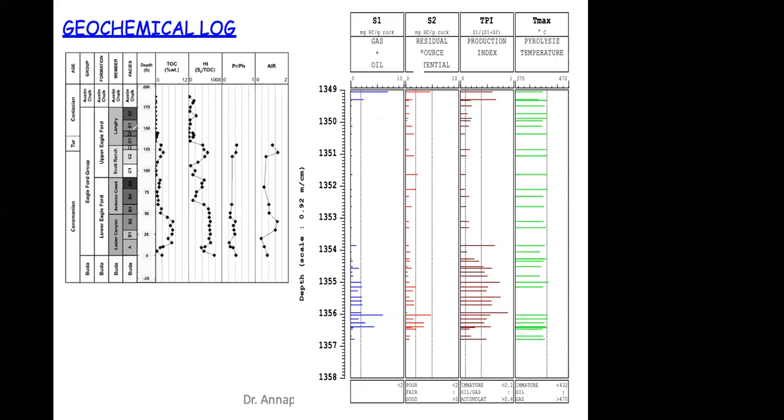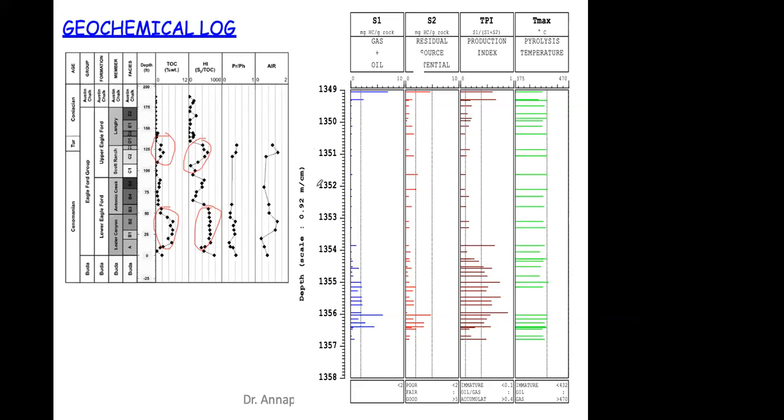The first example is from the Eagle Ford Shale. This is the geochemical TOC log for Eagle Ford Shale, then the hydrogen index log, then the pristane phytane ratio log. Here you can see the zones. These are the zones with high TOC. Then here there is high hydrogen index, but high hydrogen index indicates the presence of oil only, not gas.